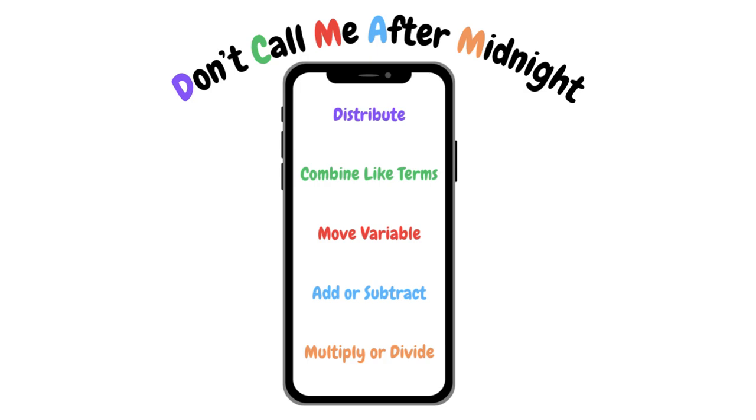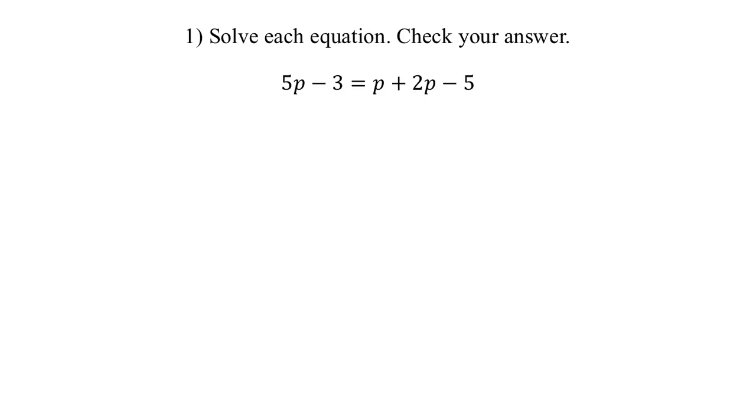Okay, ready for your first problem? No, we're not ready for this. Okay. First step, number 1, you need to write it down exactly as you see it. There's our problem. 5p minus 3 equals p plus 2p minus 5.